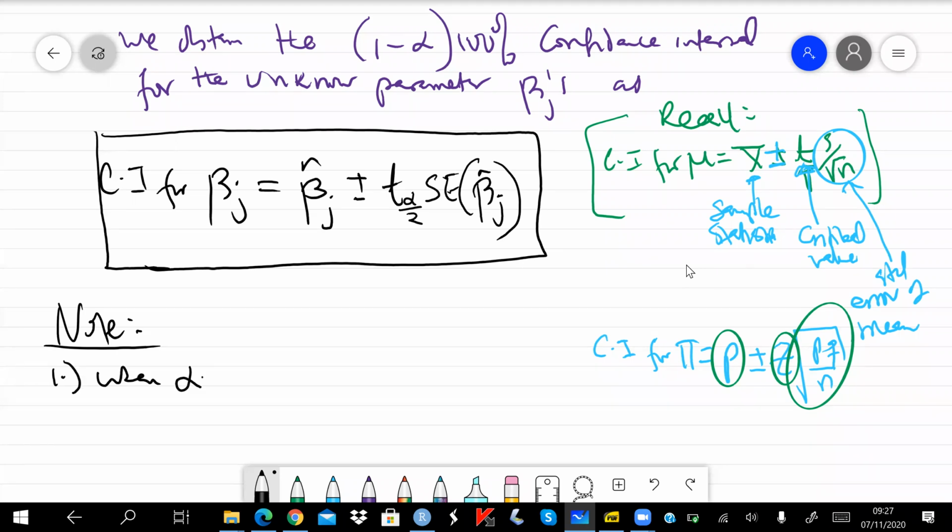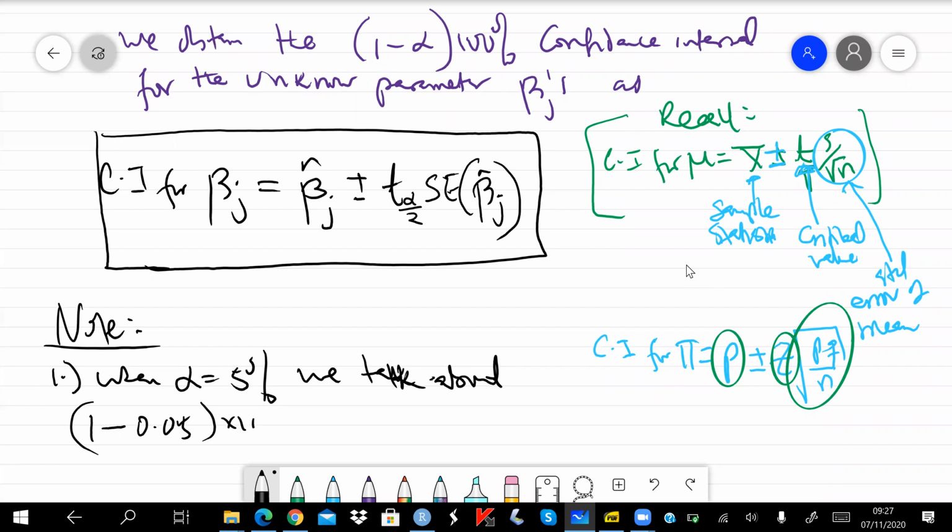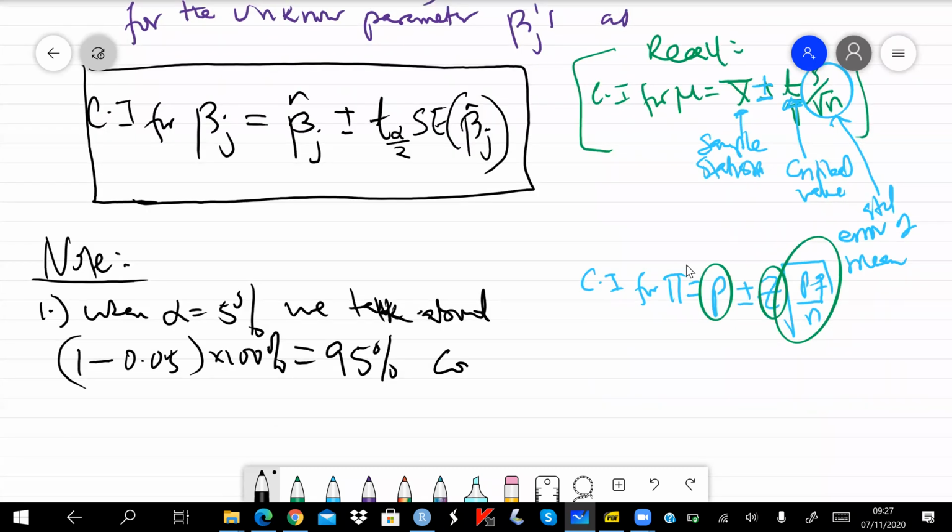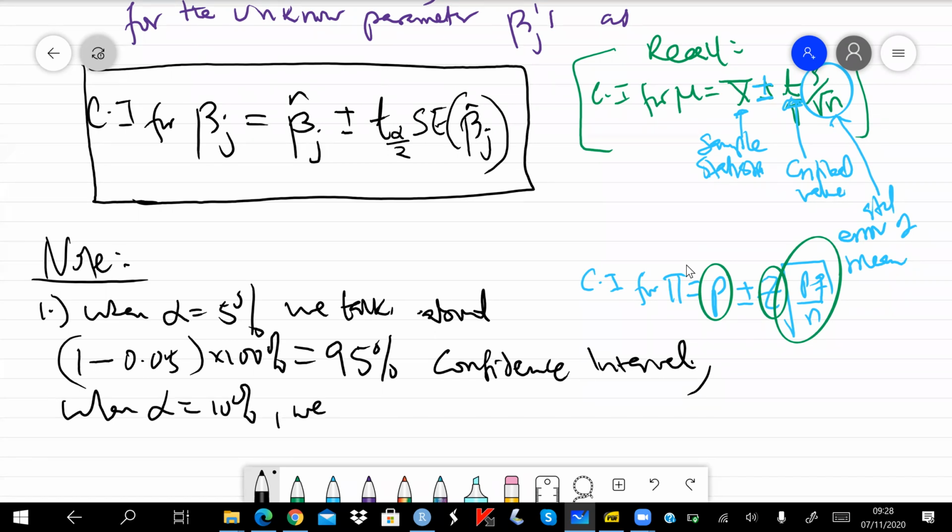Let's note that. Number one, if your level of significance alpha is 5%, we talk about 1 minus 0.05 multiplied by 100%, which is equal to 95%. So when alpha is 5%, we talk about the 95% confidence interval. And using the same logic, when alpha is 10%, we talk about the 90% confidence interval, etc.